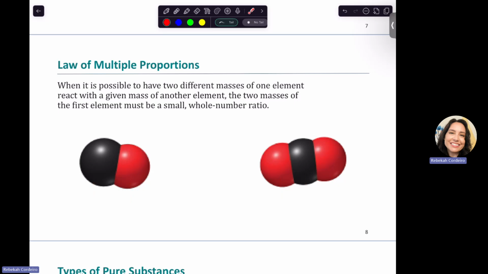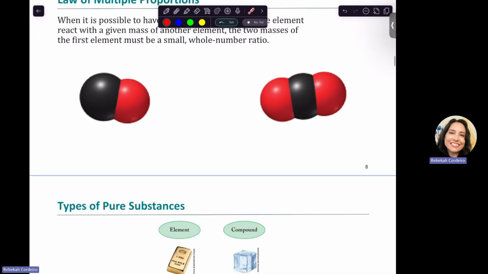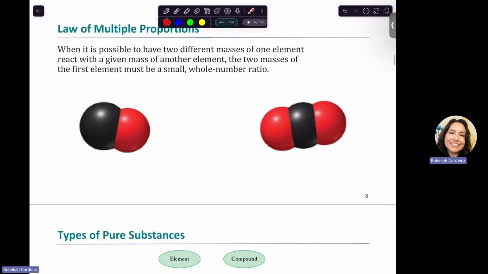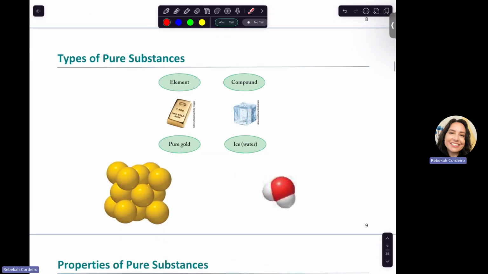You're not going to be tested on the law of multiple proportions. We never actually really cover it, but you may have seen that before. Again, it's not something that is covered, so don't worry too much about that.